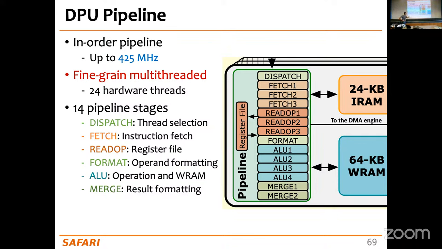Each of the threads has its own program counter to read the corresponding instruction from the program. Notice that the program is exactly the same for all tasklets running here because the IRAM is just a single one where we are placing, or copying, the binary. Then we need to access the register file to read operands, format those operands, and then four cycles for ALU computation or for access to the WRAM, and finally some result formatting before writing back to the register file, okay?